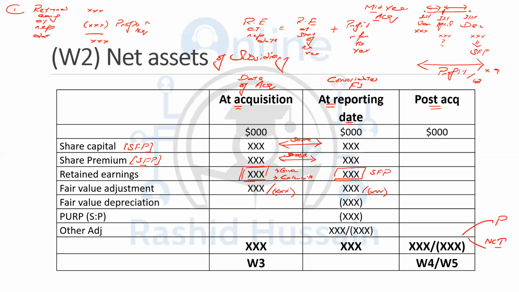So see in the exam whether the fair value is more than the carrying value or less than the carrying value. If the fair value is more than the carrying value, you need to add those adjustments. If it is less than the carrying value, then you need to deduct it.